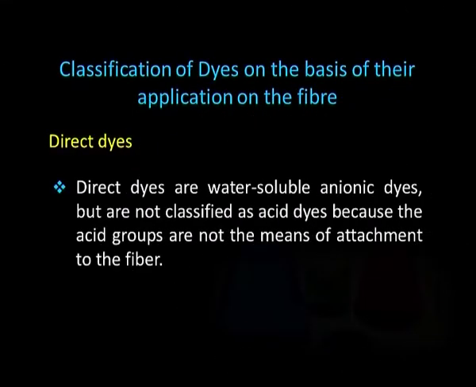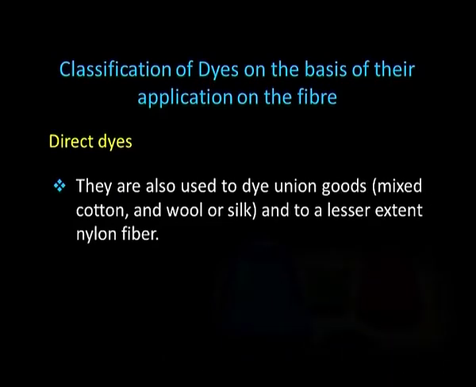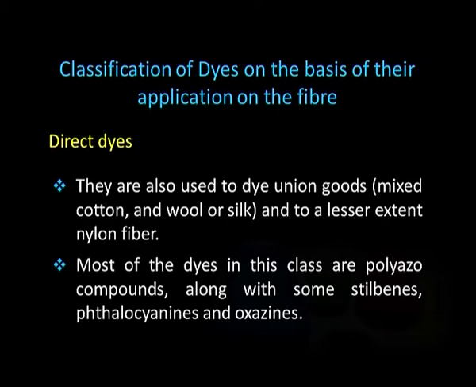We will now discuss direct dyes. Direct dyes are water soluble anionic dyes but are not classified as acid dyes because the acid groups are not the means of attachment to the fiber. They are used for the direct dyeing of cotton and regenerated cellulose, paper and leather. They are also used to dye union goods, which is mixed cotton and wool or silk, and to a lesser extent nylon fiber. Most of the dyes in this class are polyazo compounds along with some stilbenes, phthalocyanines and oxazines.